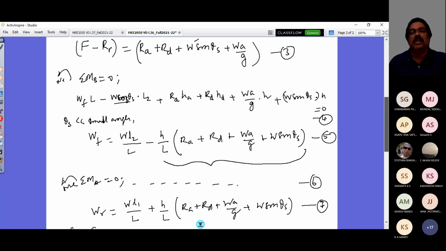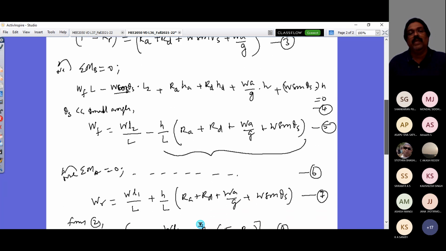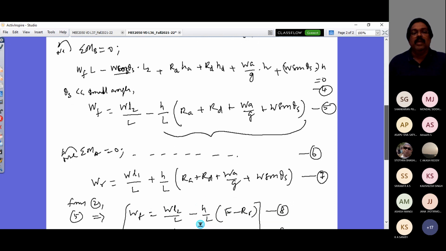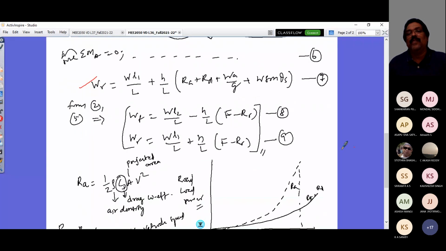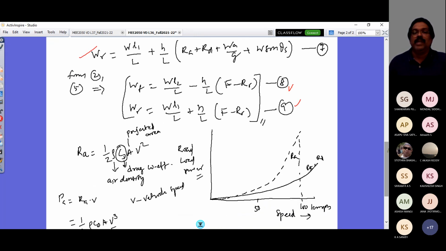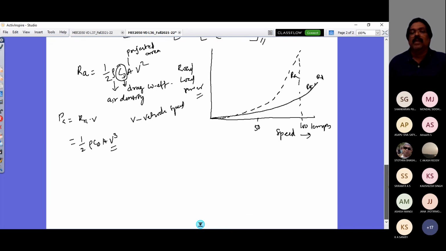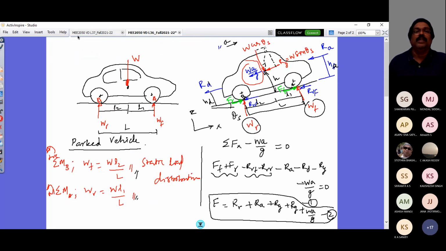We again looked at the two moment balance equations about points B and A to get the normal reaction at the front axle and the normal load at the rear axle. We expressed those in terms of the tire forces acting at the tire, wheel and road interaction by equations 8 and 9. We are going to start with these two equations in today's class and continue our lecture, right?